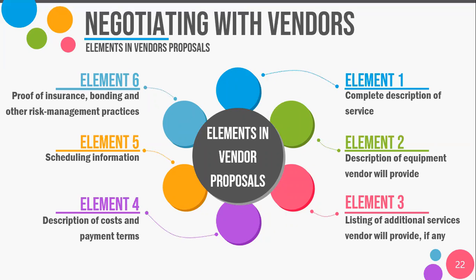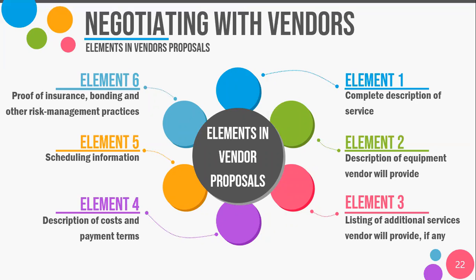Number 2 is to describe the equipment that the vendor will provide. You should know this kind of thing, because if the vendor does not provide this kind of equipment, then you need to purchase it, or you need to seek another vendor that provides this kind of equipment.